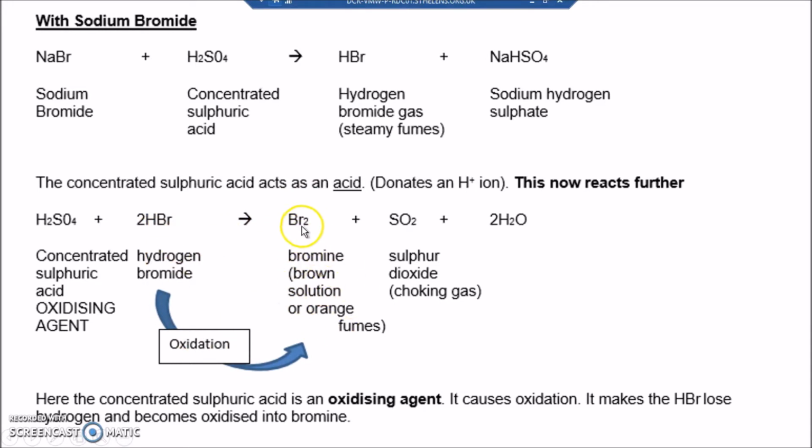And bromine is a brown liquid, but actually, if it's slightly warm, it will form a brown-orange solution or orange fumes. So it can form orange fumes or an orangey solution, a browny-orange solution. So it's normally a brown liquid on its own, but if it's in solution, it might be slightly orangey, a brown solution, orangey fumes. It will also produce sulfur dioxide, which is an acidic choking gas, and some water as well. In this case, the sulfuric acid has acted as an acid, but now it's acted as an oxidizing agent, oxidizing the HBr to Br2.